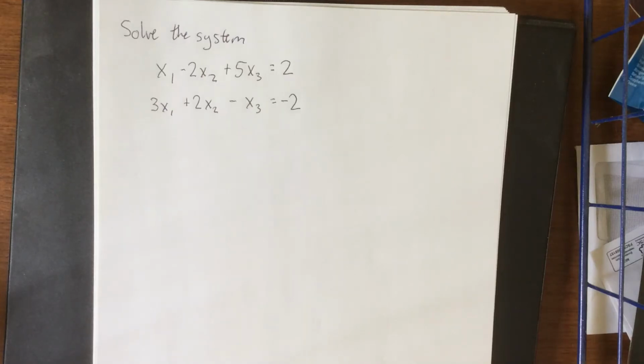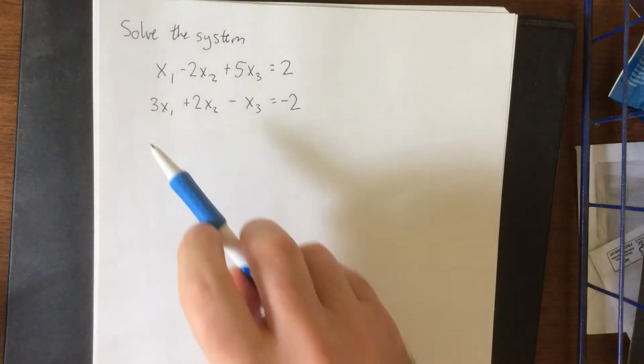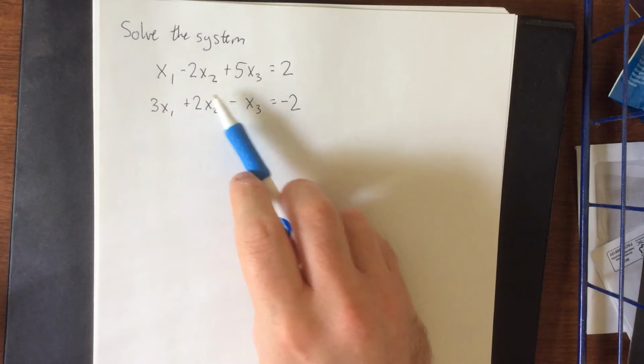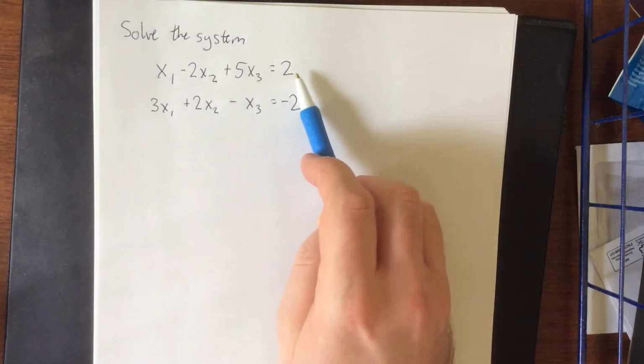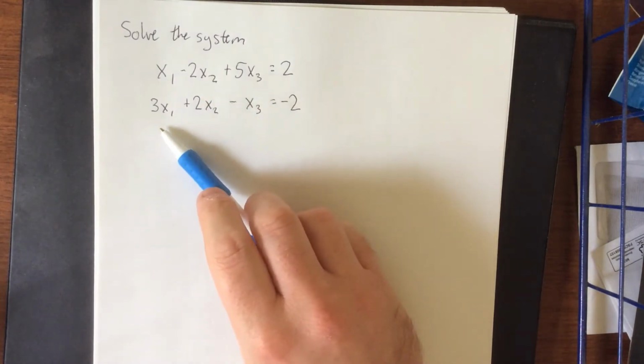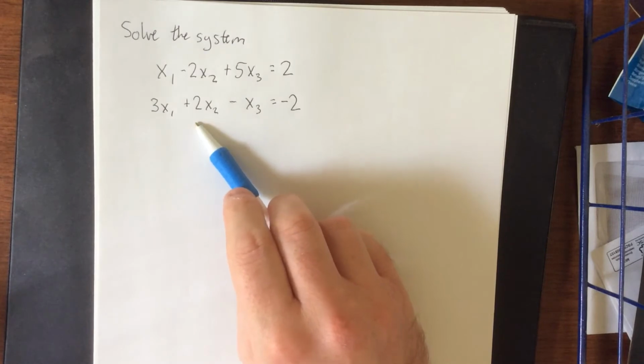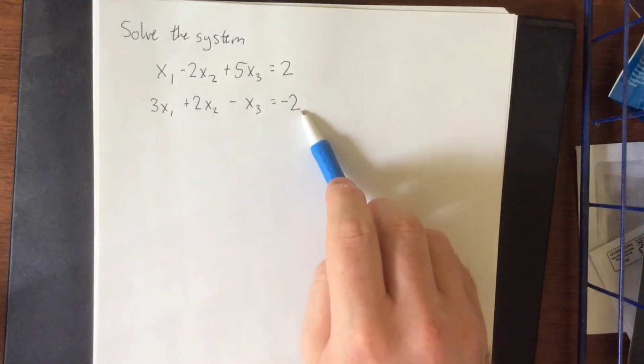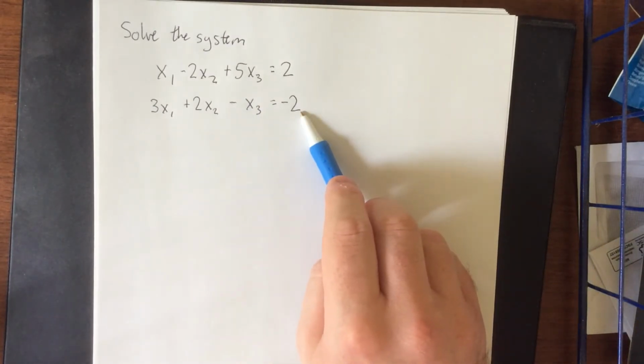Next up, we are going to solve the following 2 by 3 system. That's a system of 2 equations with 3 variables. First equation is x1 minus 2x2 plus 5x3 is equal to 2. And second equation, 3x1 plus 2x2 minus x3, that's going to be equal to negative 2.